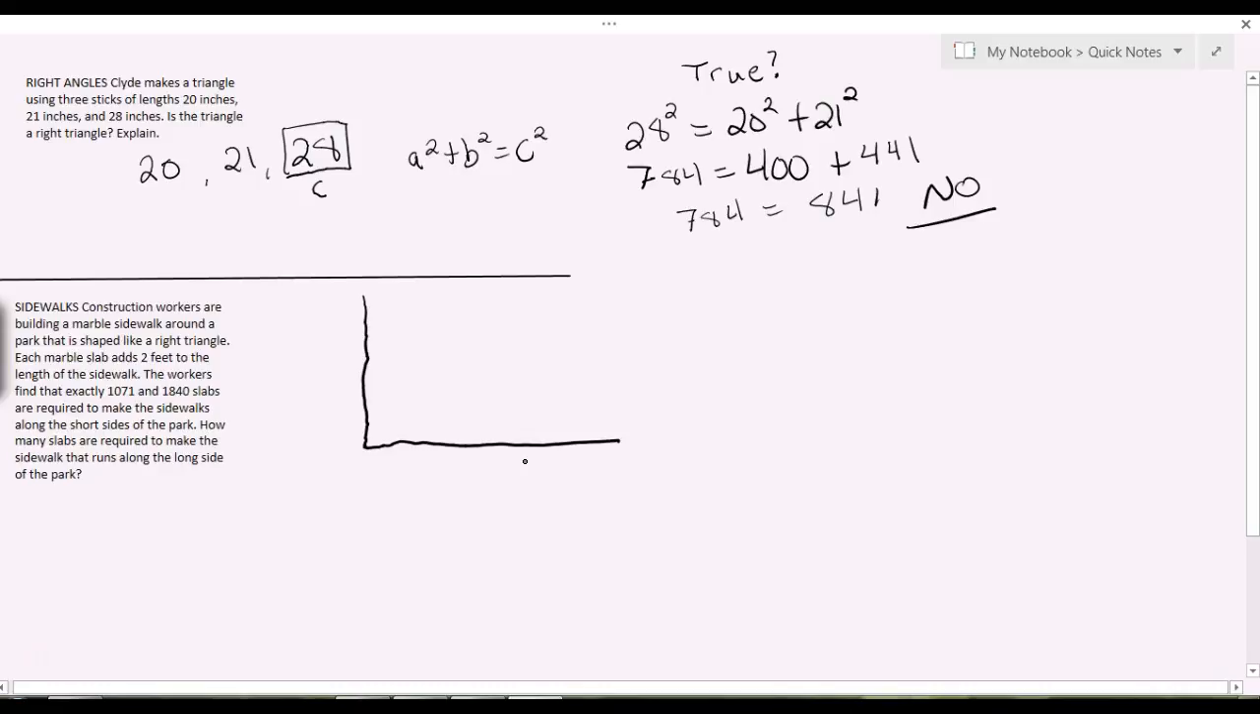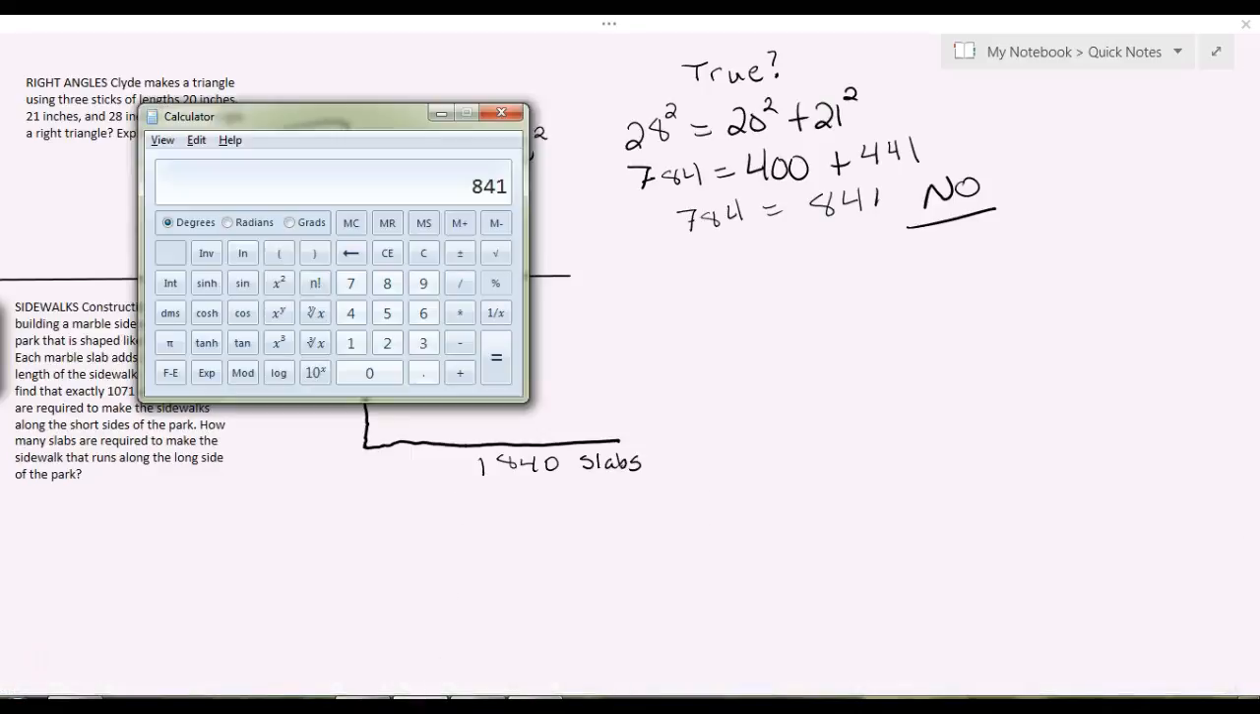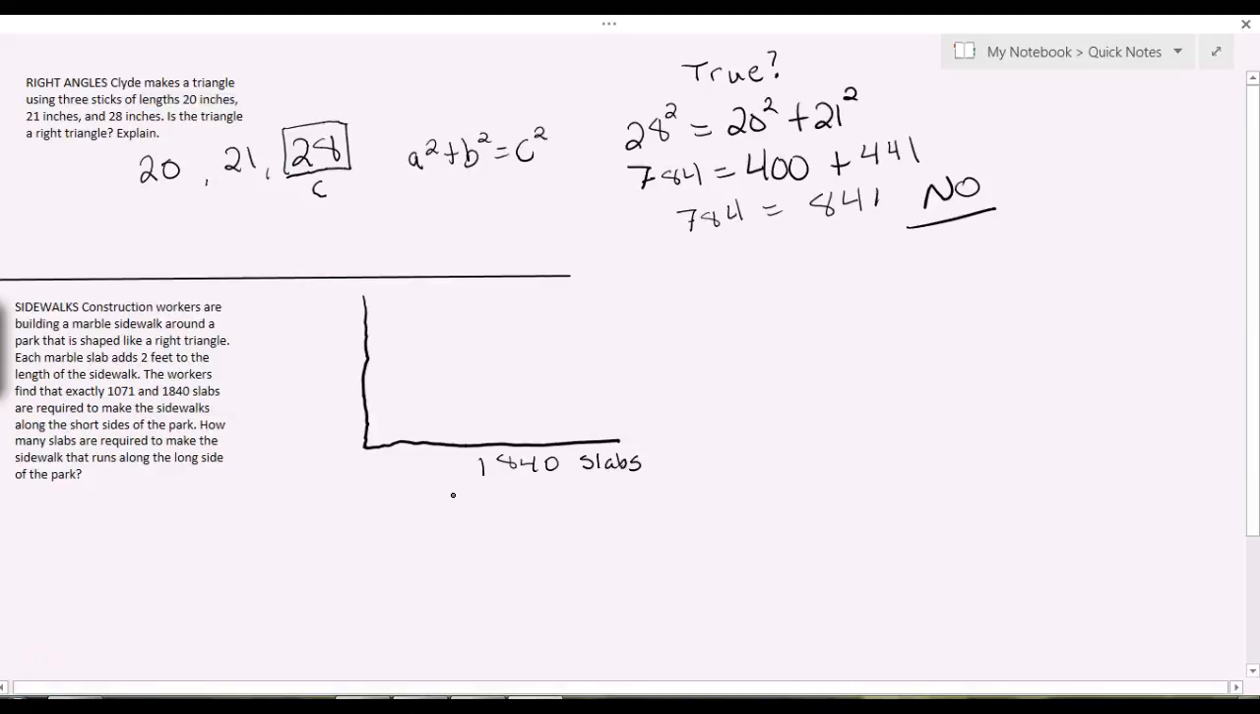So my first one here is going to be 1,840 slabs. Each slab equals 2 feet. So I'm going to find out what that total length is. 1,840 times 2 is 3,680. So I'm going to put that in here. Equals 3,680 feet.